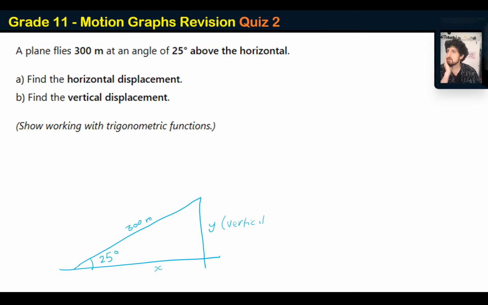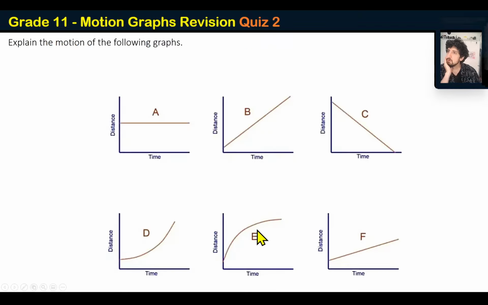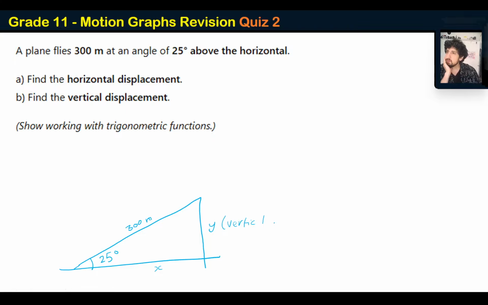Let me just get rid of that. That's the vertical component, and that's the horizontal component. Okay, so let's have a look. How do we work out the vertical component?